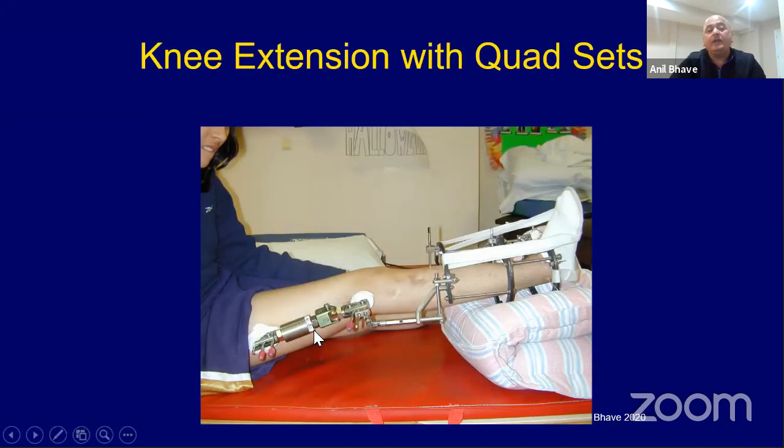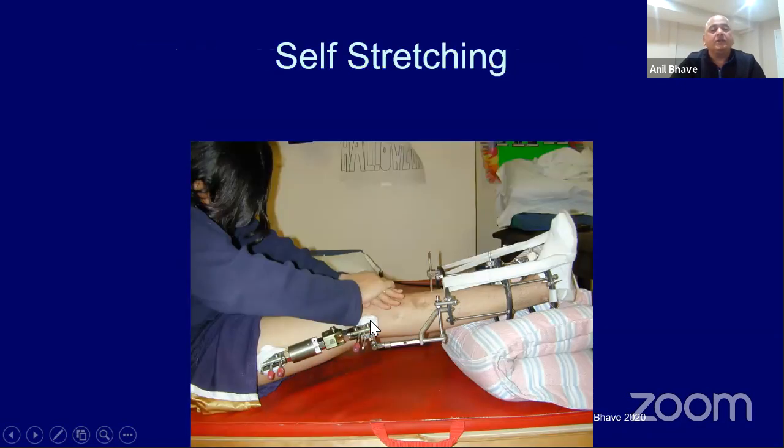This goes back to the 90s. This is a Heidelberg fixator. Mangal will know this fixator. He was around when we were using this. And doing the simple things like knee extension.